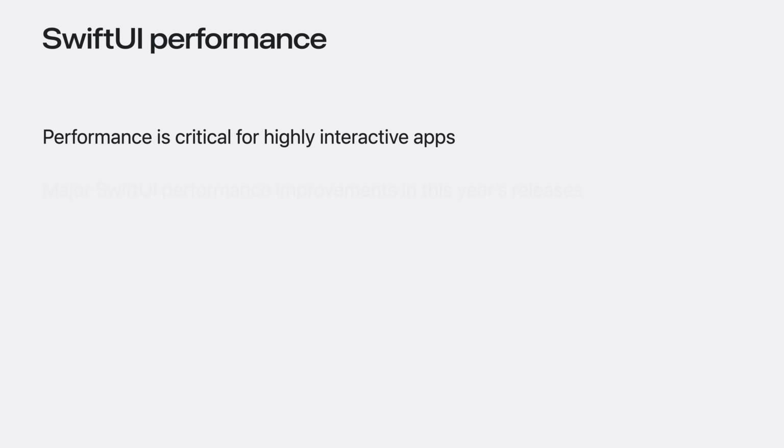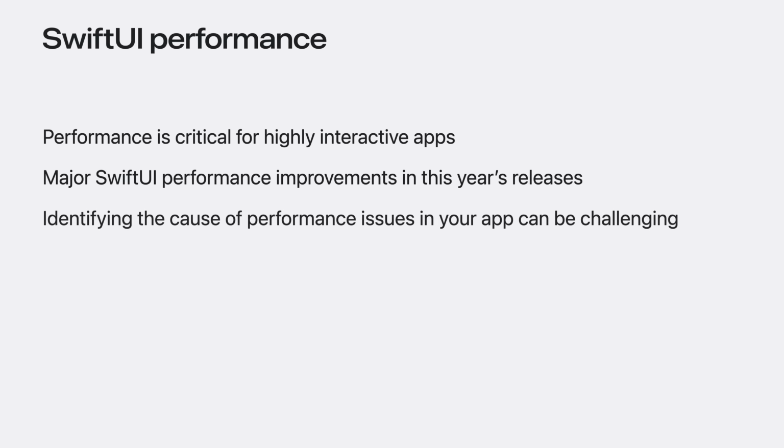SwiftUI makes it easier than ever to build highly interactive apps. For the best user experience, performance is critical. In this year's OS releases, we've made a number of improvements to SwiftUI performance. For example, lists can update up to 16 times faster without any additional changes from your app.